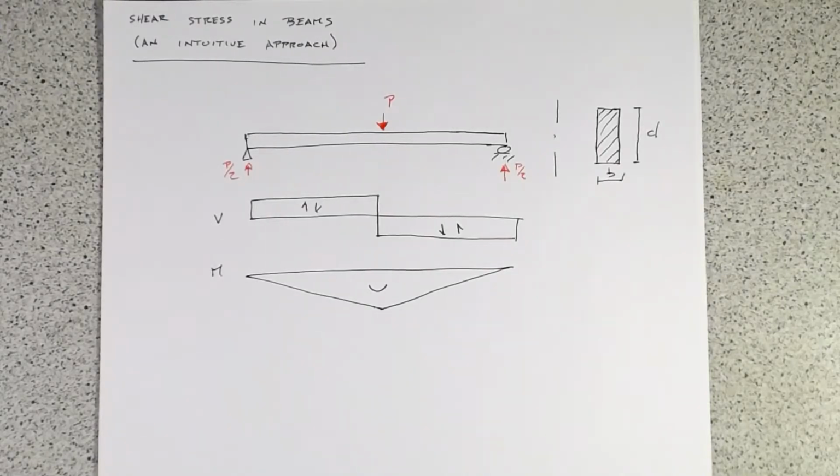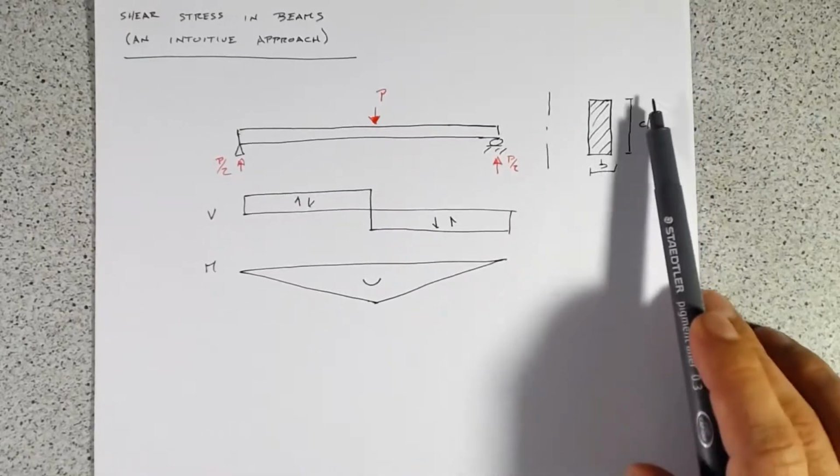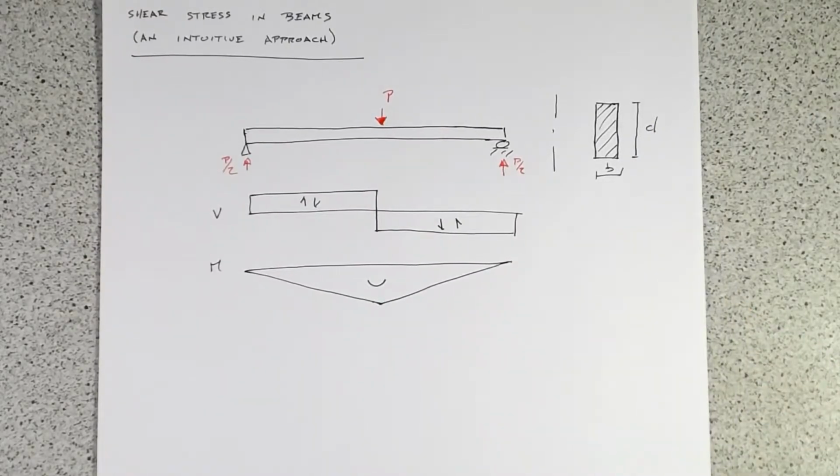So how we're going to do that is I've drawn us a little beam here. It's just a simply supported beam with a point load in the middle. It's a rectangular cross section, so it has width B and depth D. And then I've gone ahead and drawn the shear force and bending moment diagram. We've already got the tools to deal with this at this stage, where we know that there's shear force across the whole beam. We know there's a bending moment across the whole beam. But how are those related?